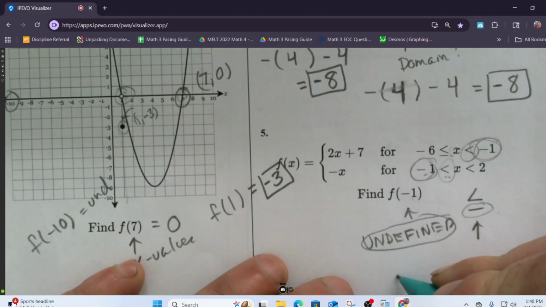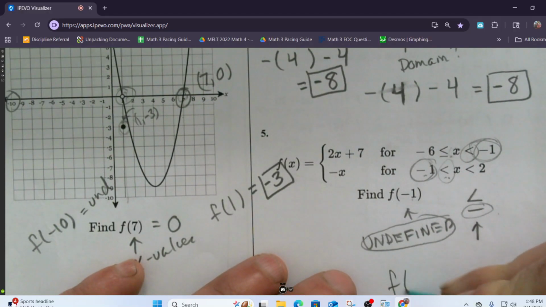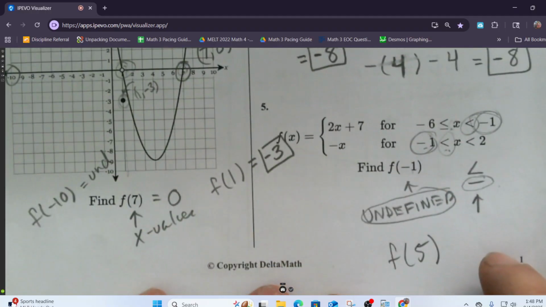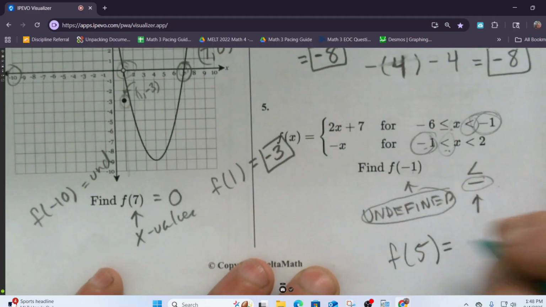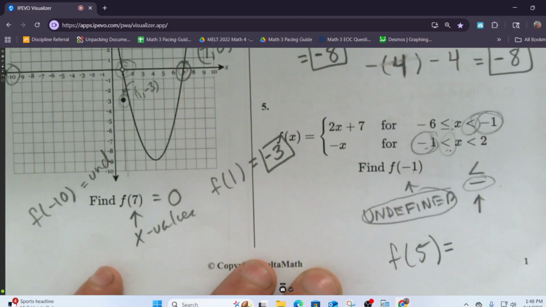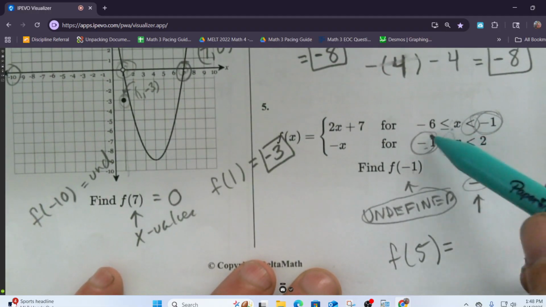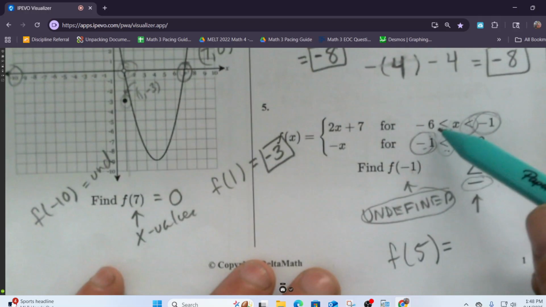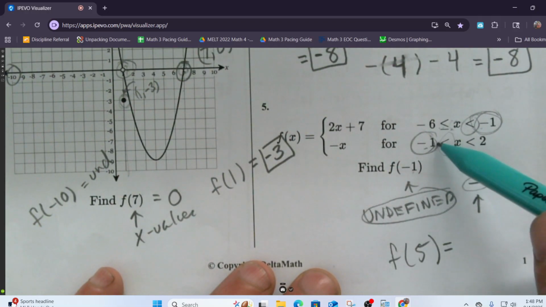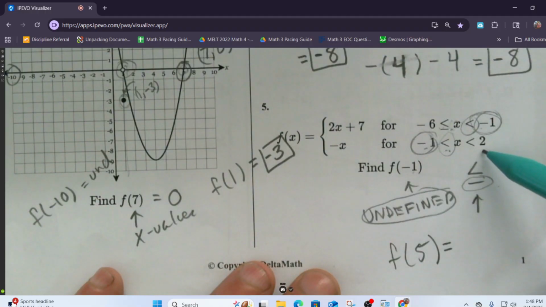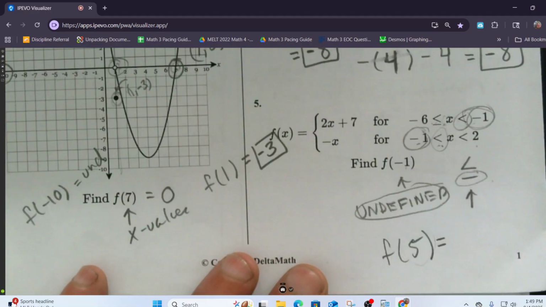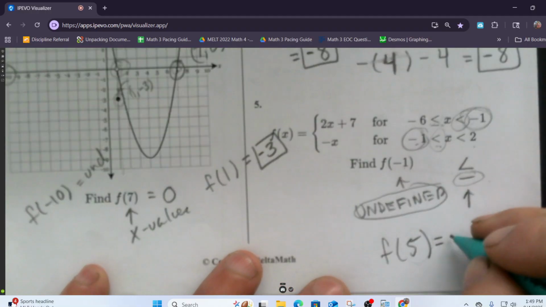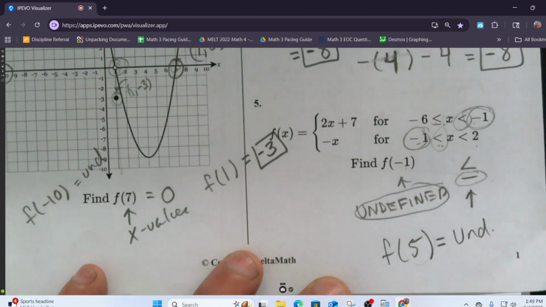One other thing. What if I have, with my example, what would be f of 5? Well, now these are compounds, so these are domains between 2 numbers. There's -6 to -1, -1 to +2. Does this show up in any of my domains? It doesn't show up. Undefined. Okay.